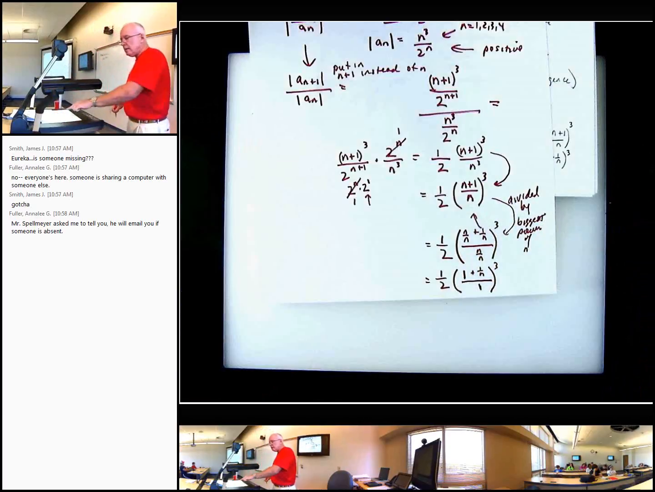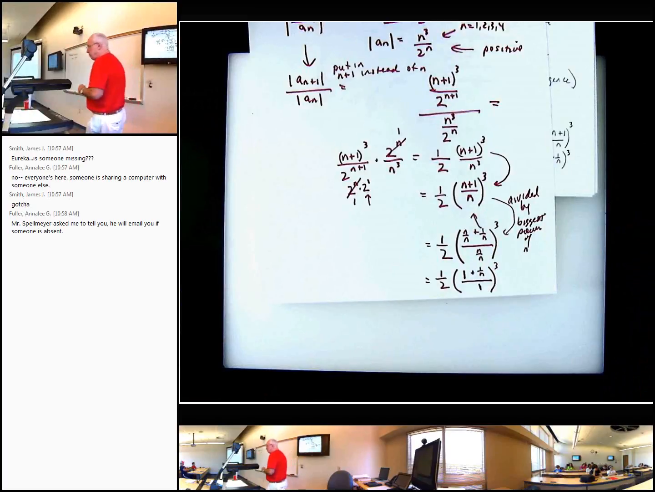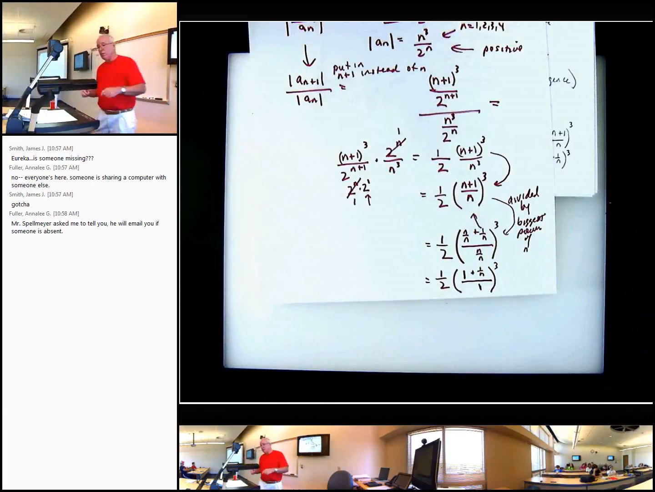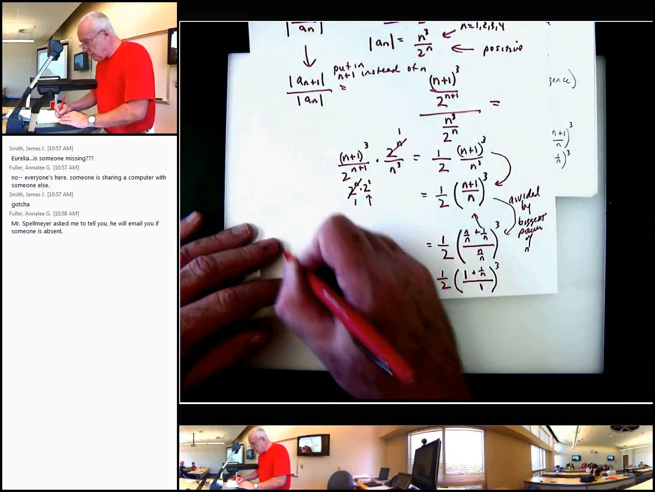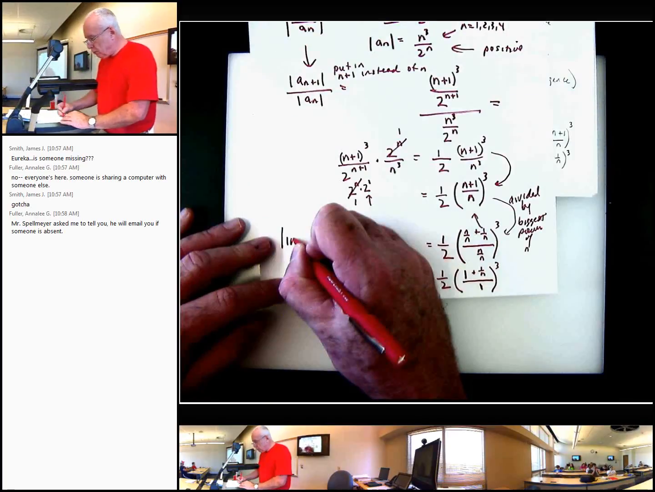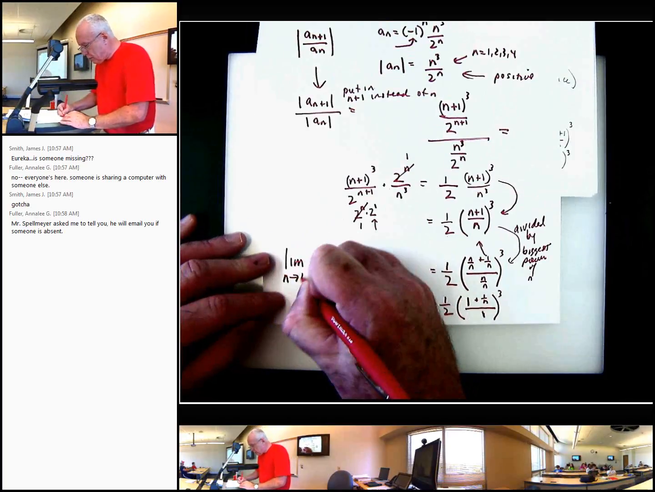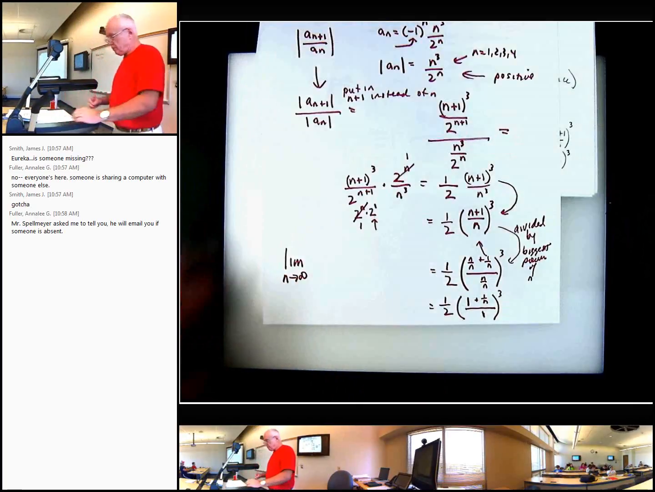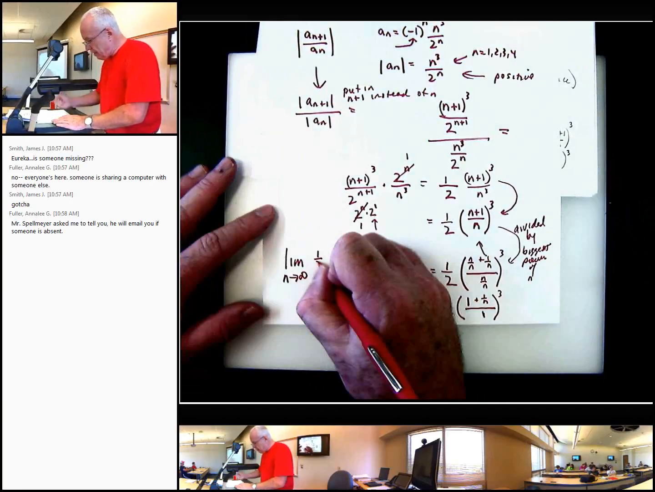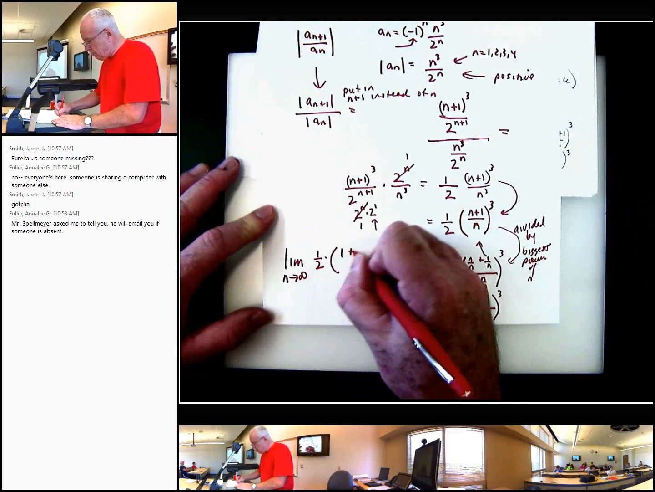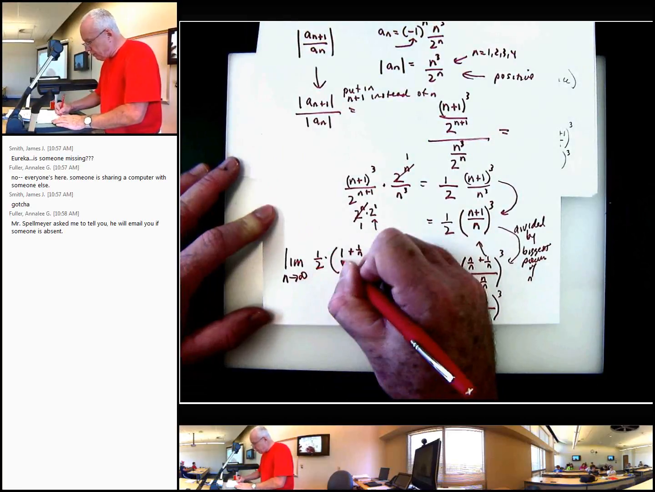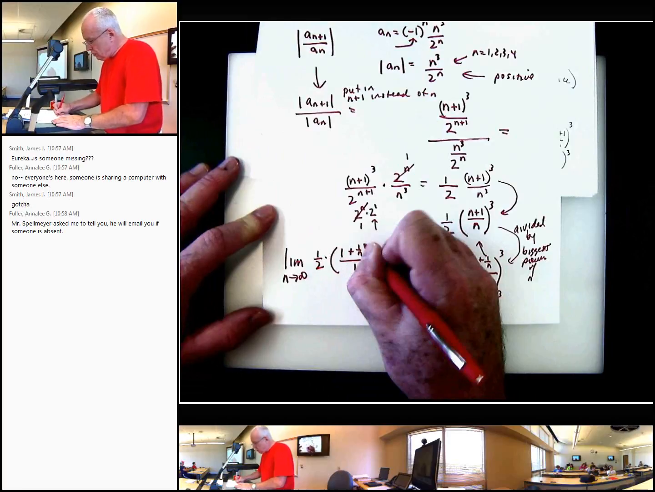And so I ended up with what I have there at the bottom. Now, remember, this is as the limit. So what are we doing here? We're doing the limit as n goes to infinity. So we have 1/2 times 1 plus 1 over n, all divided by 1, to the third power.